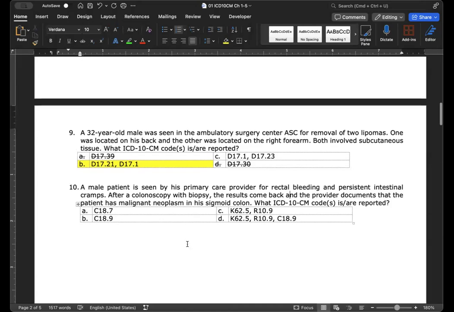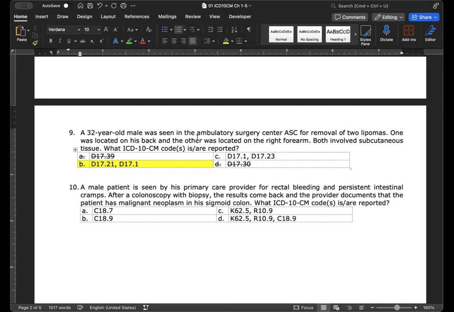Let's do number 10. A male patient is seen by his primary care provider for rectal bleeding and persistent intestinal cramps. After a colonoscopy with biopsy, the results come back, and the provider documents that the patient has a malignant neoplasm in his sigmoid colon. So where are we going to go first? Table of neoplasms. Okay. So we'll go table of neoplasms.